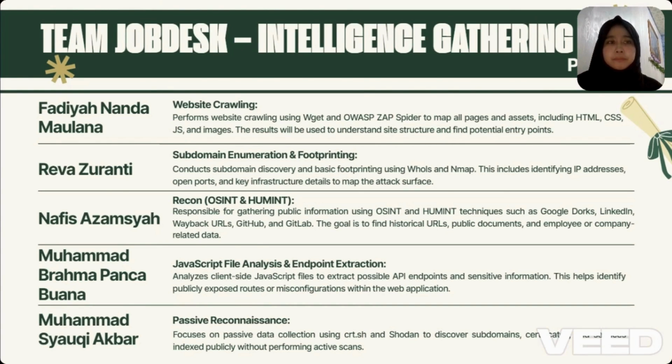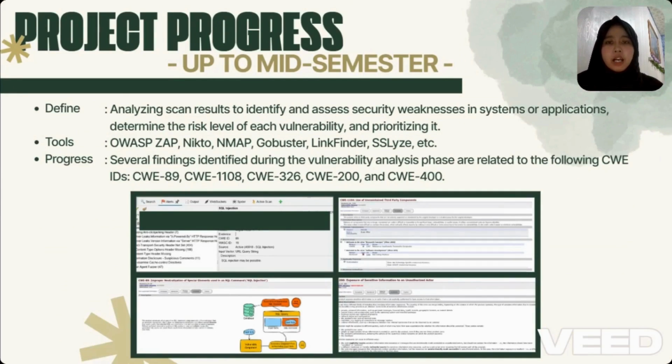Next slide. Next is project progress. Our current focus is vulnerability analysis. We check our scan results to find weaknesses and see how bad the risk is. Our main tools for this work include OWASP ZAP, Nikto, and Nmap. So far, our progress has found some important issues. The most serious finding is CWE-89, which means potential SQL injection problems. We also found a problem under CWE-200 related to the exposure of sensitive information. We are now manually checking all these findings to be sure of their real impact.